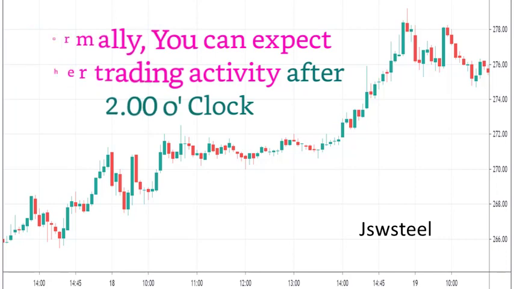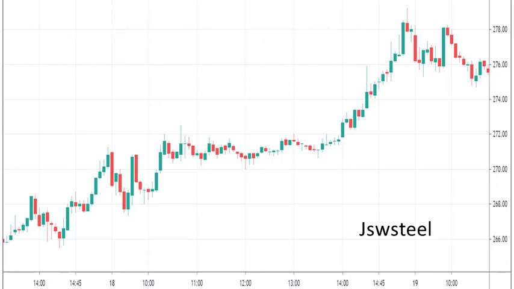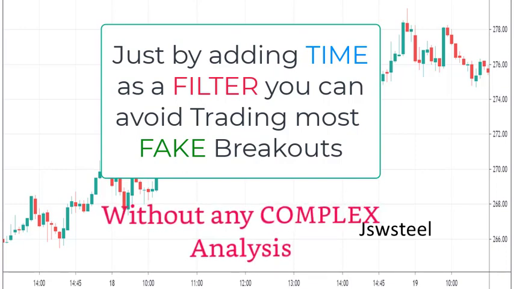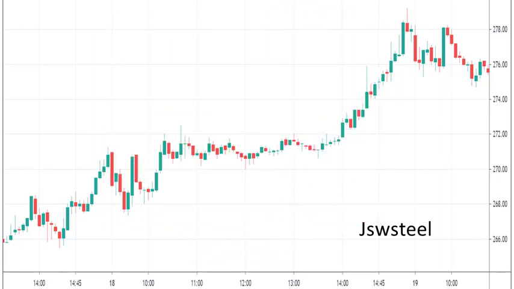Now, by using time as a filter for your intraday trades, you can avoid trading most of the fake breakouts. And in this way, without using any complex analysis, you can actually increase your probability of success when you're trading intraday breakouts.